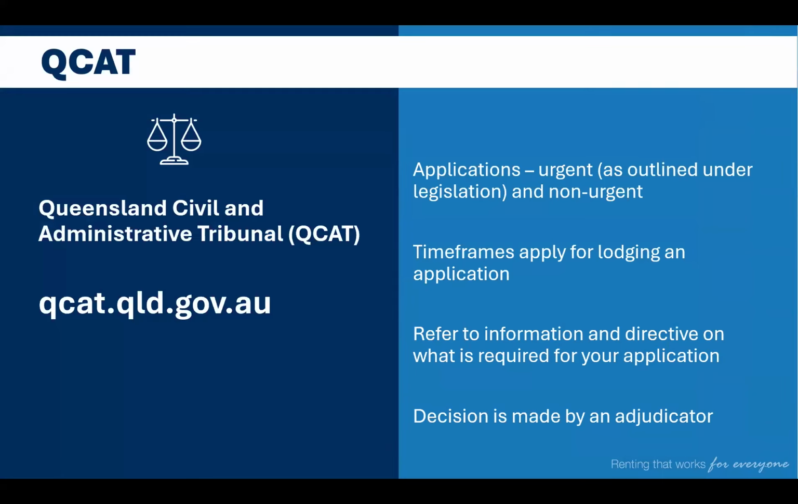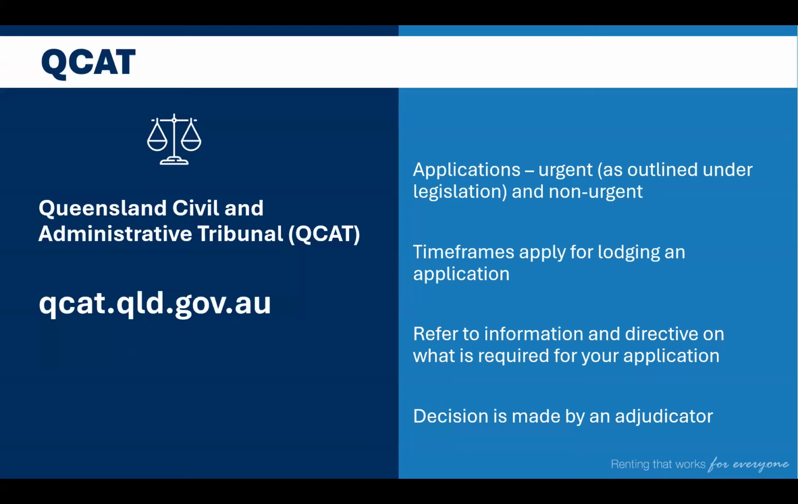Now, in any breach process, the final stage could be QCAT or the Queensland Civil and Administrative Tribunal. Tenancy legislation outlines what is an urgent and a non-urgent application, and there are timeframes that apply for lodging with QCAT. The QCAT website has information regarding the application form and how to lodge, fees payable, and directives on what is required with your application for your matter.